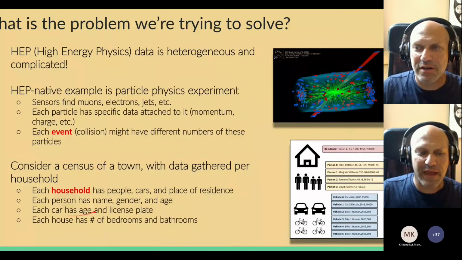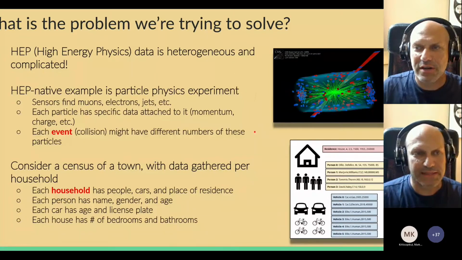Each car might have an age and a license plate. Each household, you're wanting to store the number of bedrooms and bathrooms. And so your data looks kind of heterogeneous. This is just one household here. And a different household might have, you know, no bikes and one car and 12 people or something like that. So how do you work with data like this?